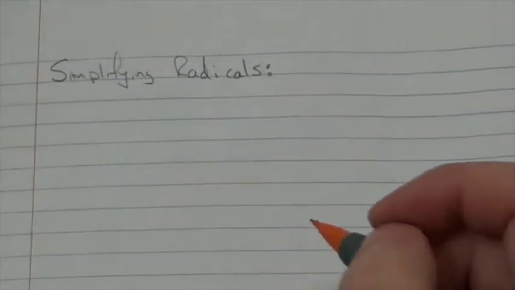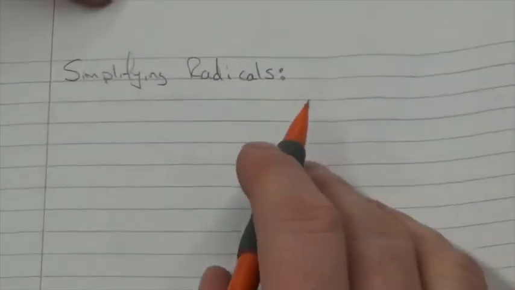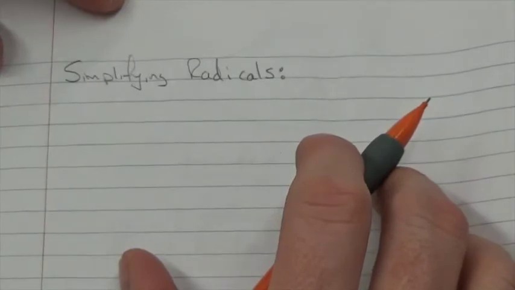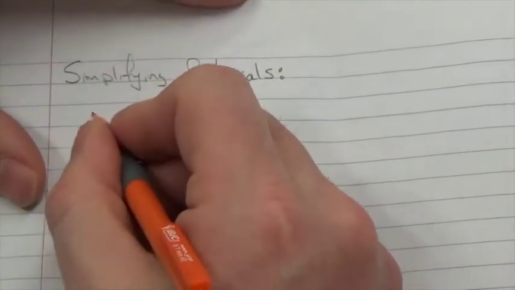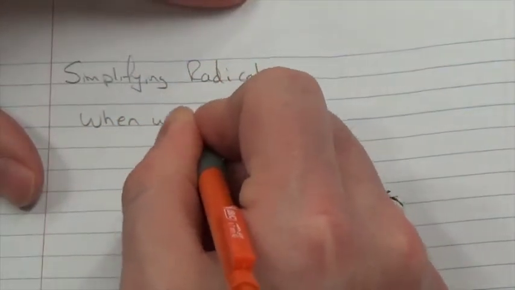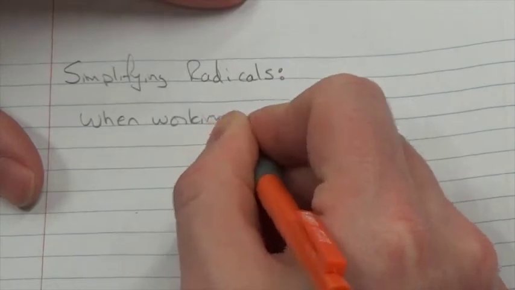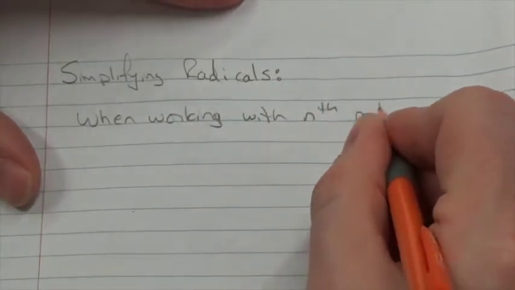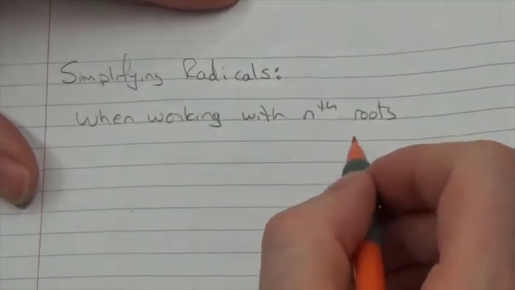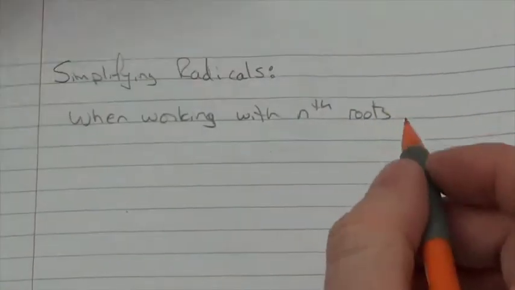So now, let's start simplifying radicals. Okay, so now when we talk about simplifying radicals, what does this actually mean? Well, what it means is this: when you're working with nth roots, so I mean this could be a square root, cube root, fourth root, or whatever.